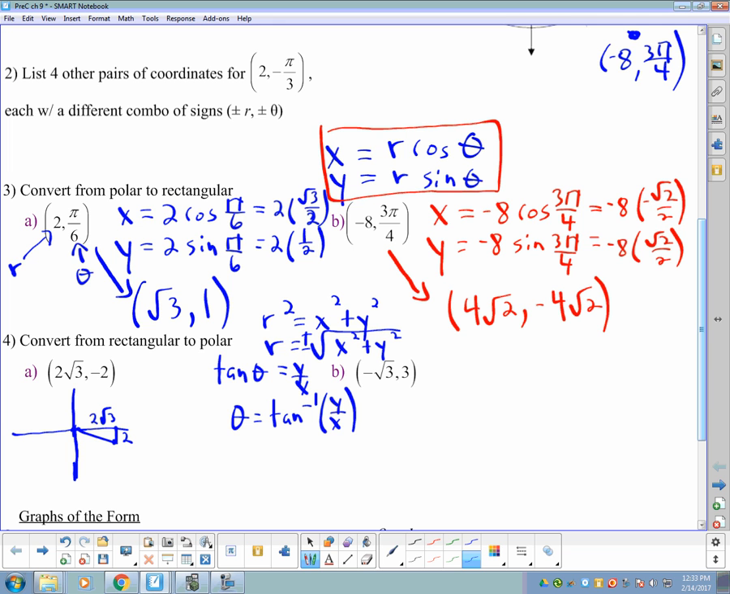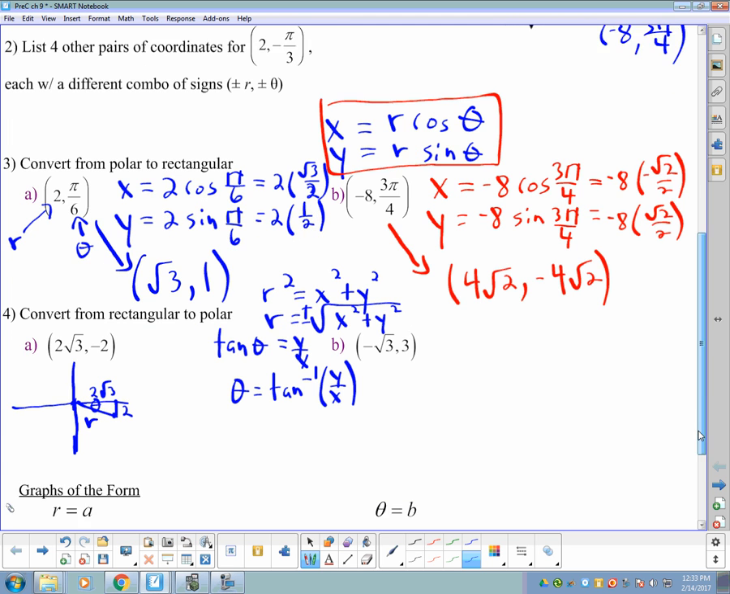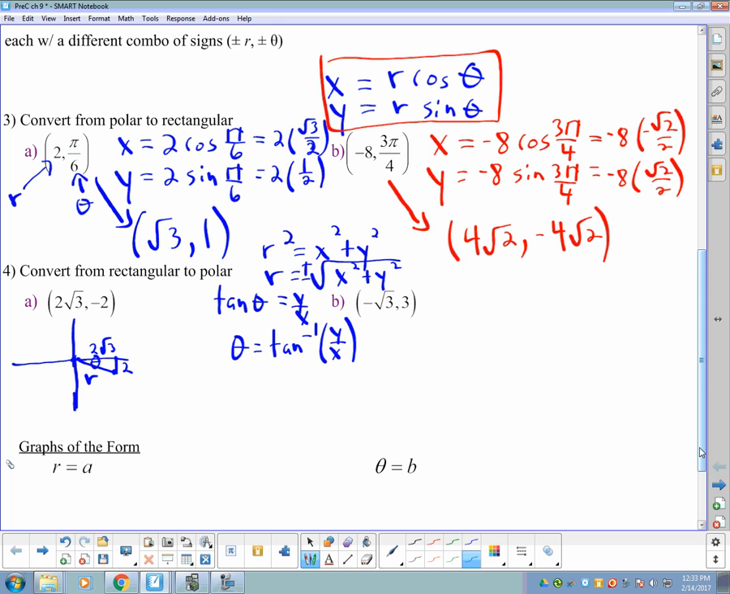But theta is right there. That's where theta is located. And r is this hypotenuse of my right triangle. All I've done is draw the legs of the right triangle that represent the point: 2 root 3 to the right and negative 2 down. So really these formulas are just doing the trig to solve this right triangle, although we don't need to solve the whole thing. We just need r and we need theta. We don't need the other two angles.